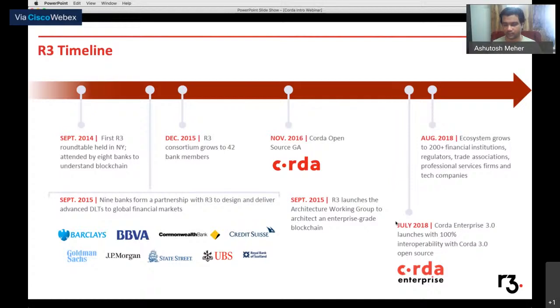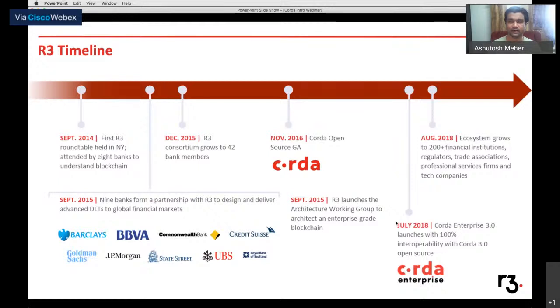The entire story of Corda started back in September 2014. That's when I think the entire Bitcoin and blockchain thing was at its peak, and everybody wanted to do something on blockchain. Eight banks came together and discussed how they could utilize this fast-growing technology in their own business use cases. They evaluated a lot of platforms, and it turned out that not all of them were really fit to be applicable to business use cases. So they wanted to build something new.